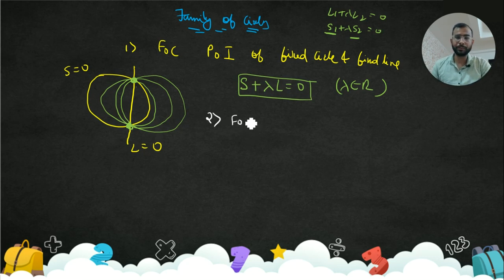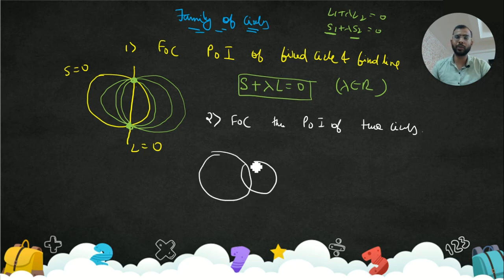फैमिली ऑफ सर्कल्स थ्रू पॉइंट ऑफ इंटरसेक्शन ऑफ 2 सर्कल्स. अब क्या होगा? बहुत ईजी है. दिस इज सर्कल 1, दिस इज सर्कल 2, दिस इज पॉइंट ऑफ इंटरसेक्शन, दिस इज S1 equal to 0, S2 equal to 0. अब इन 2 पॉइंट से पास होने वाले कितने सर्कल्स होंगे? See, this is first circle, this is second circle, this is third circle, this is fourth circle. There are infinite circles. S1 plus lambda S2 equal to 0.